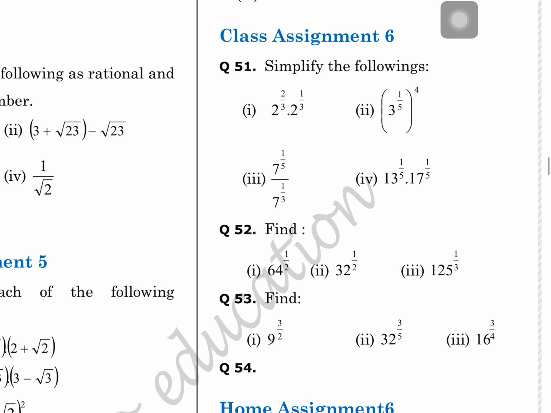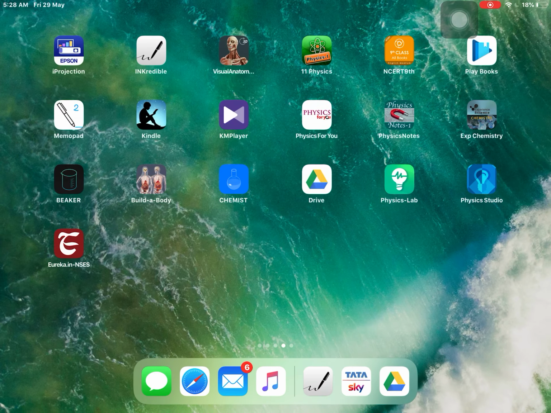Look here, question 51: simplify 2 raised to the power 2 by 3 and 2 raised to the power 1 by 3. Obviously, the base is the same, so the powers will be added. This is a very simple type of question, and you will say, sir, it is very easy, just apply the standard rule. Some more extra questions will also be given that actually come in the examination.